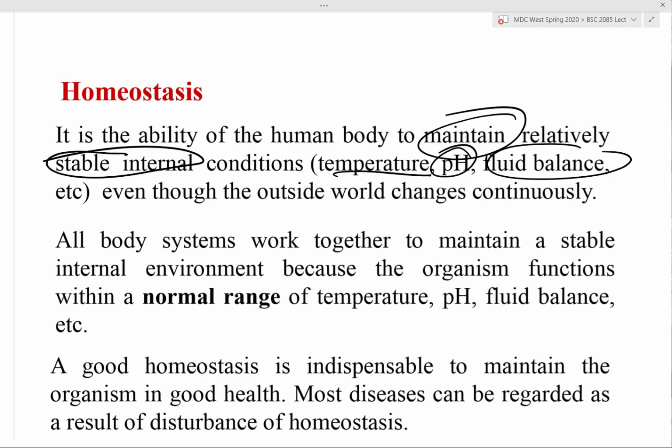Normally, right now, you're losing water. Through what? Through breathing. If you don't believe me, put your hand right here and feel that there's humidity in the air that you're breathing out. So you're losing water. That's how your body does it.